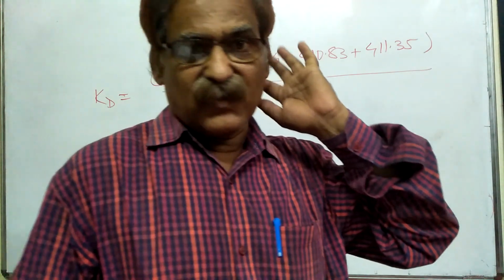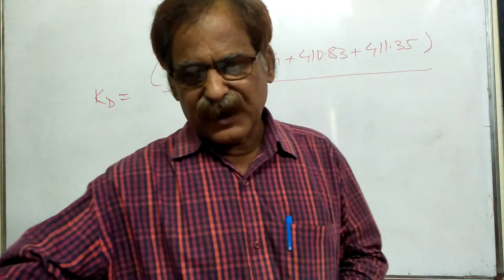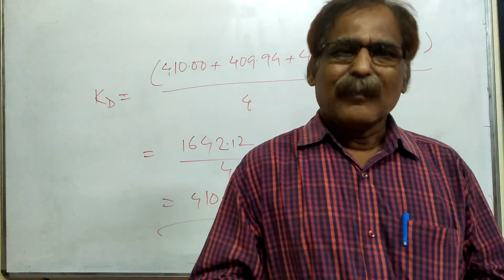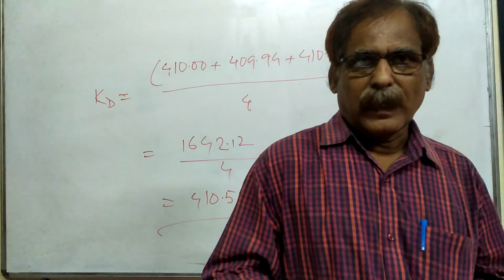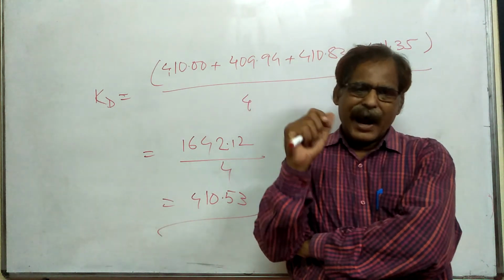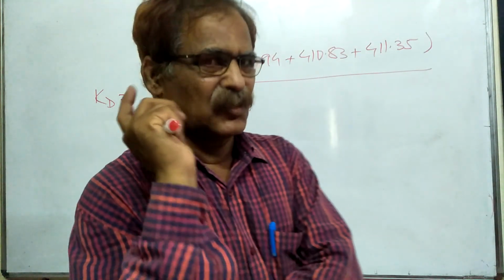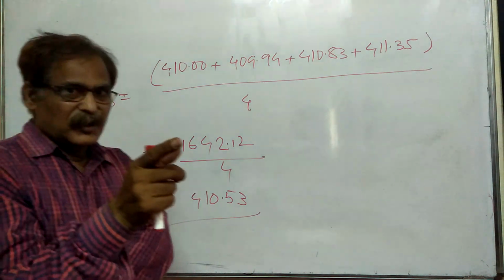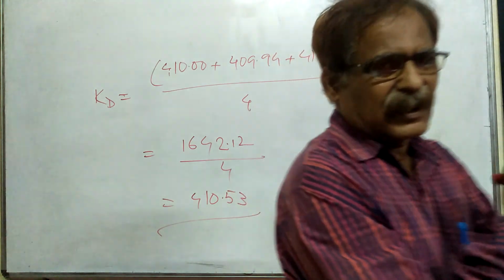So the final answer in this particular case is 410.53. In this way, we have seen how we can calculate the partition coefficient of a solute applying Nernst distribution law. I am sure you have understood how to solve numerical problems based on Nernst distribution law. With this, I stop here. Next time we will see the next numerical problem.